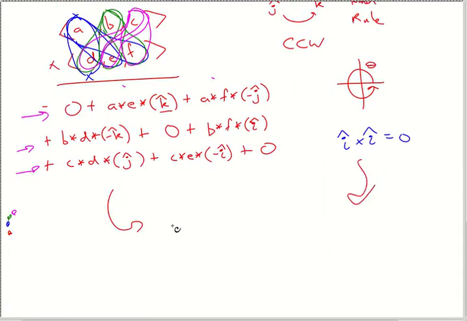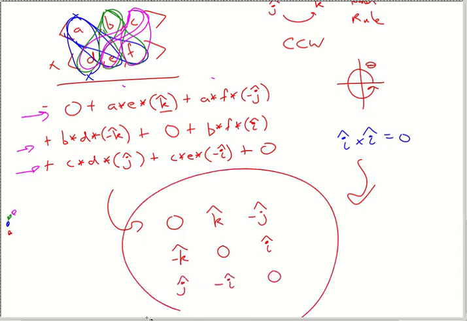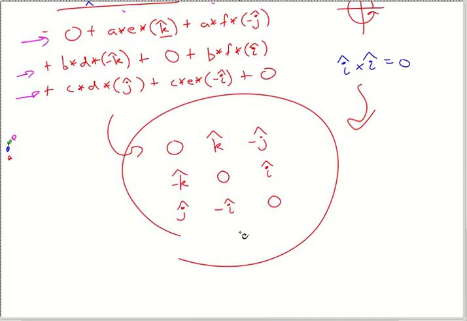But what I like to do is keep this handy. 0, positive k, negative j, negative k, 0, positive i, positive j, negative i, and 0. It's not a matrix, but it's kind of like it. It helps me remember what letters go wherever.